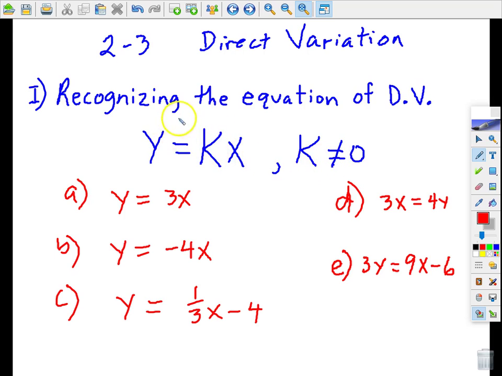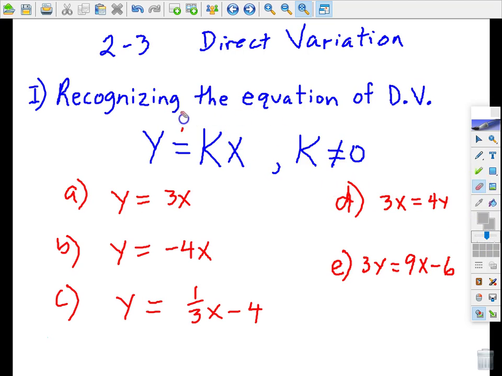Because if it is, this probably makes sense. If k is 0, then you just have the line y equals 0. And that's just another way of saying the x-axis. So that doesn't represent an input and then the output increasing or decreasing by a constant. So k can't be 0. It can be any other real number. And remember, the y-intercept for direct variation will always be 0.